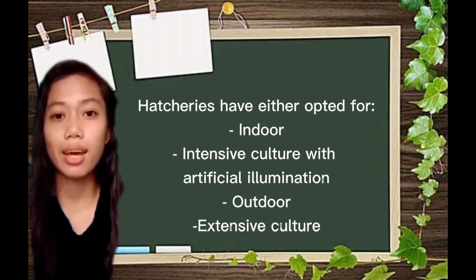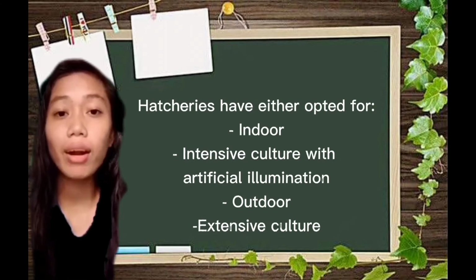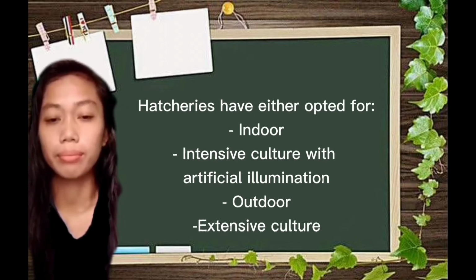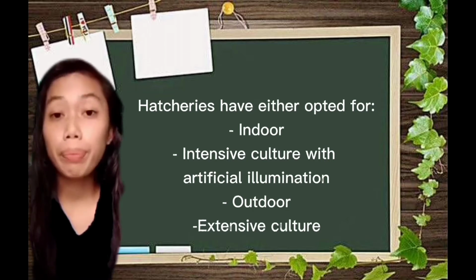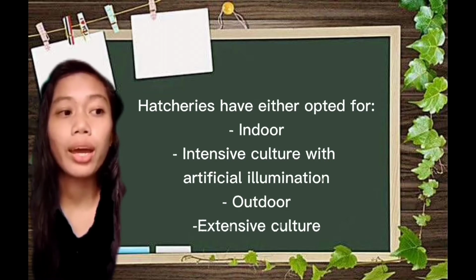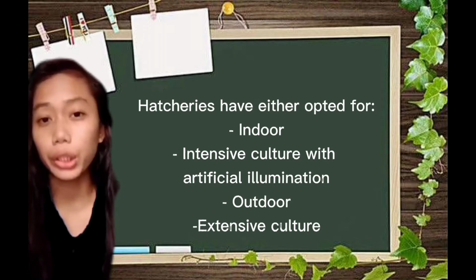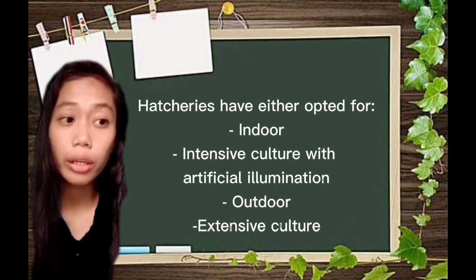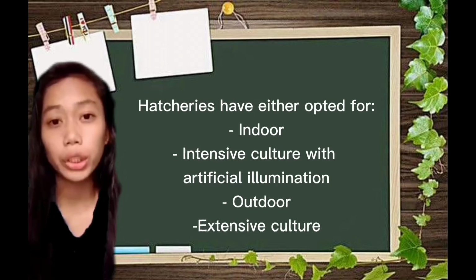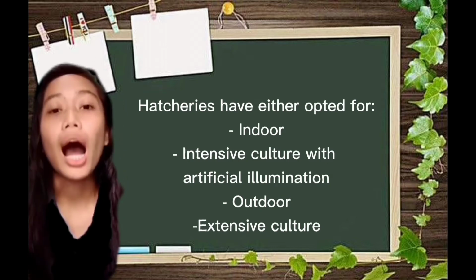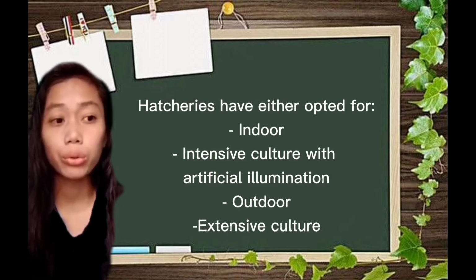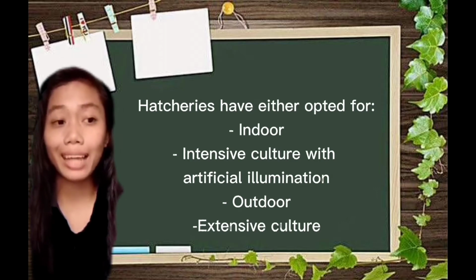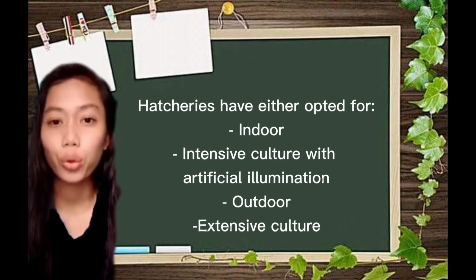In hatchery systems, algae are added to the larval rearing tanks to improve the quality of water, as a green water system. The basic methods of algal culture have changed little over the years. Hatcheries have opted for either indoor, intensive culture with artificial illumination, or outdoor, external culture in large tanks or pans utilizing natural light.